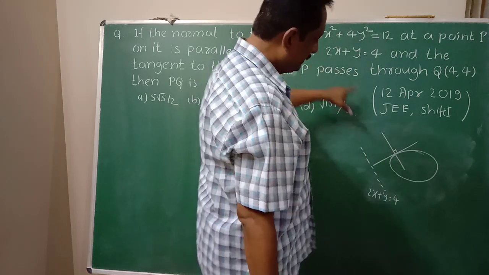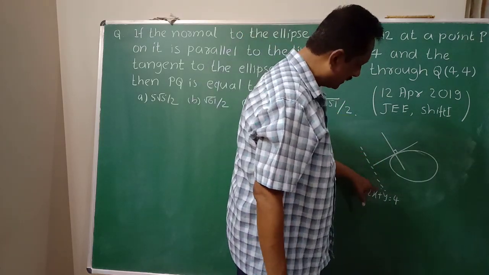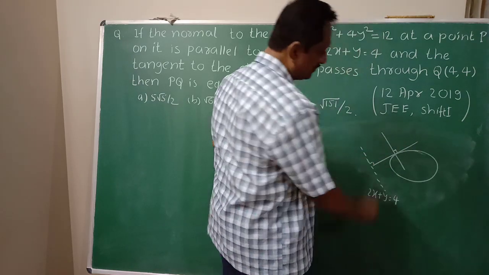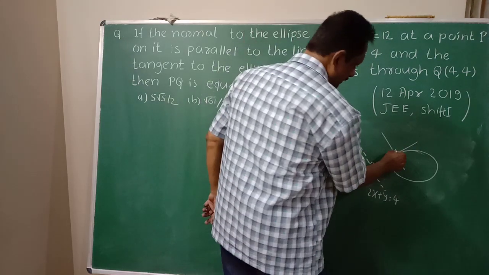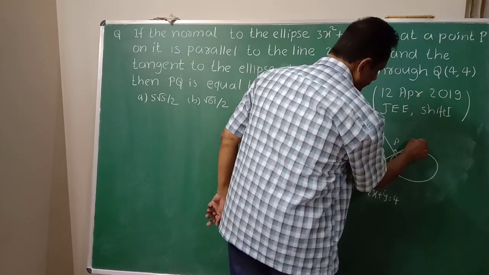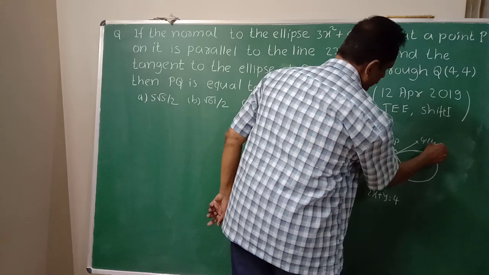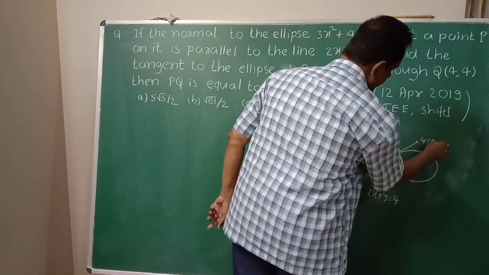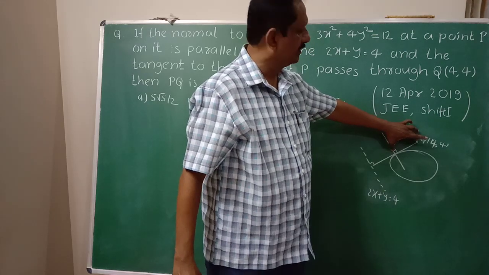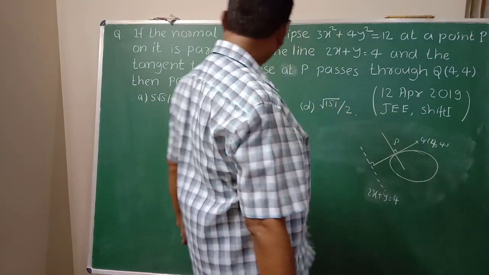Okay, if the normal is parallel to the given line, then obviously the tangent is perpendicular to this given line. And this is the tangent at the point P, and this tangent passes through the point (4, 4). Then here we want this distance PQ. Okay, here we want this distance PQ.